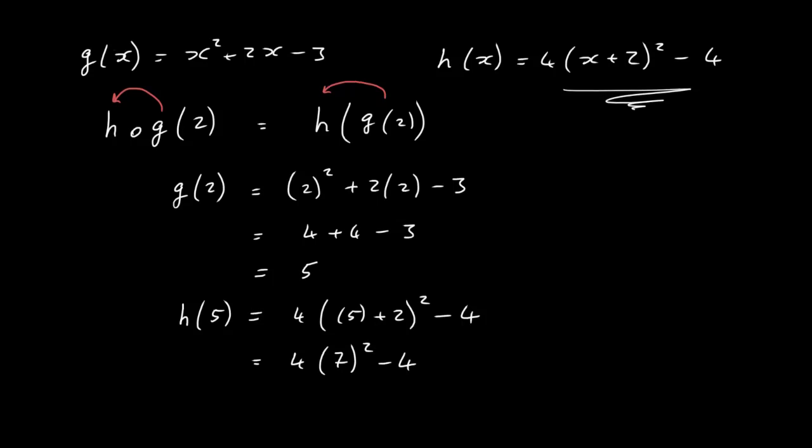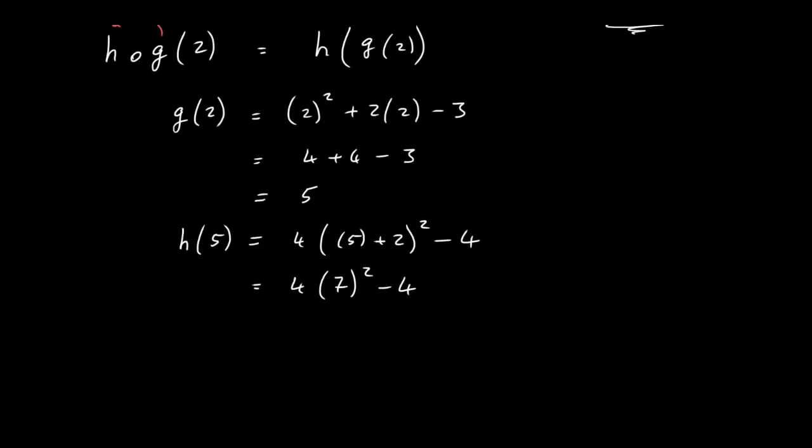That will just give us 7 sevens, 49, minus 4. Okay, so what we've got to do here is take 49, multiply it by 4, and then subtract 4. That gives us 192. We end up with 192. And that's it. This is our 192 then. This is our h after g of 2.